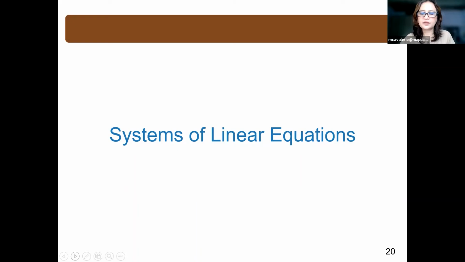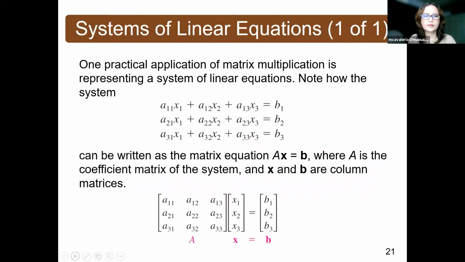How about systems of linear equations? How do we apply this matrix operation in systems of linear equations? Now, one practical application of matrix multiplication is representing a system of linear equations. Previously, we were able to write the system of equations into an augmented matrix and work on the matrix with elementary row operations, right? To come up with the solution.